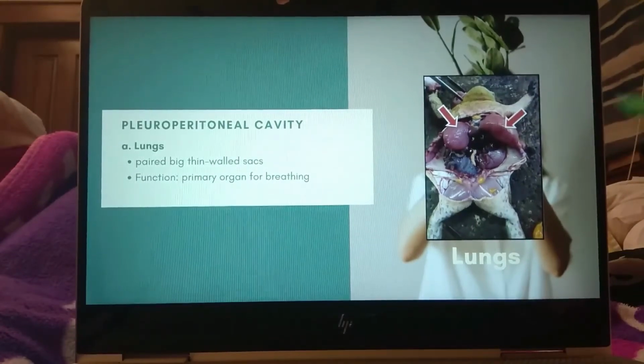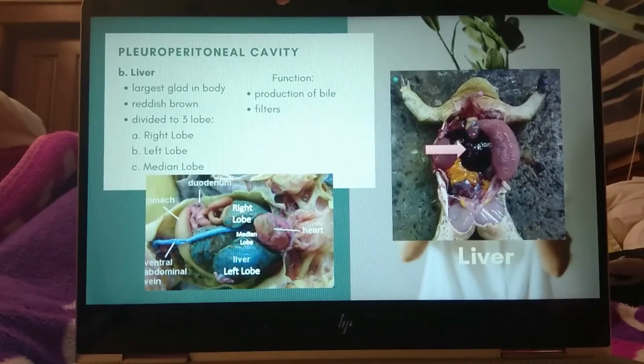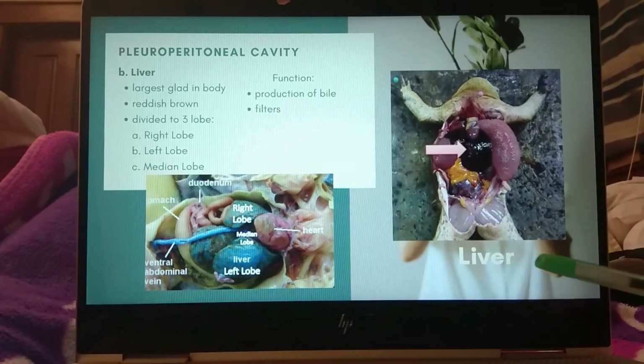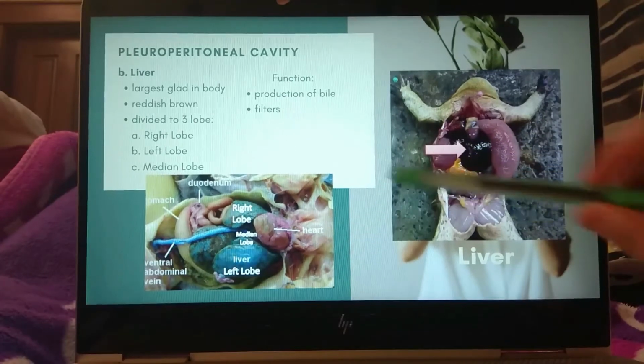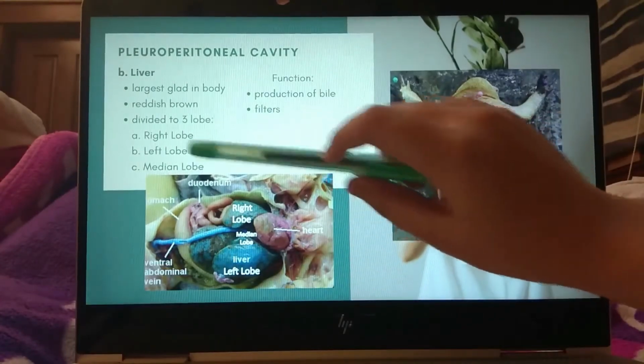Next, we have the liver, which is the largest gland in the body. This reddish-brown gland is divided into three big lobes: the right lobe, the left lobe, and the median lobe.